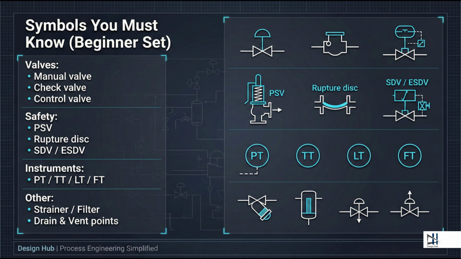Before you go deep, you must know a basic set of symbols: manual valves, check valves, control valves, PSV, ruptured disc, SDV or ESDV, and basic instruments like PT, TT, LT, and FT. These symbols are the language of P&IDs.